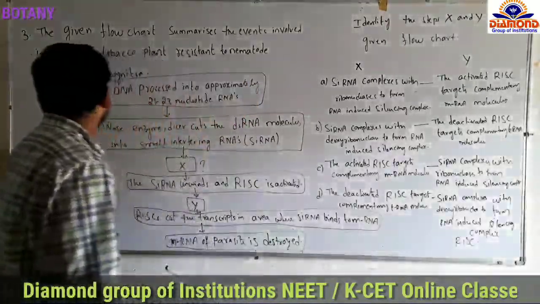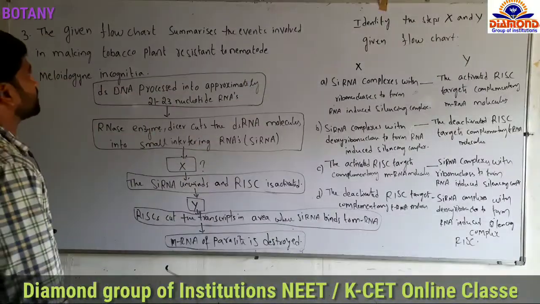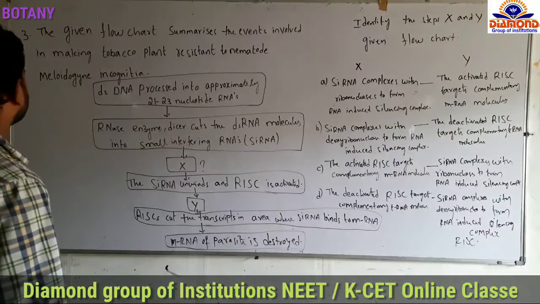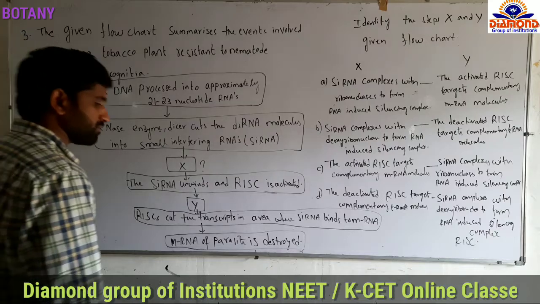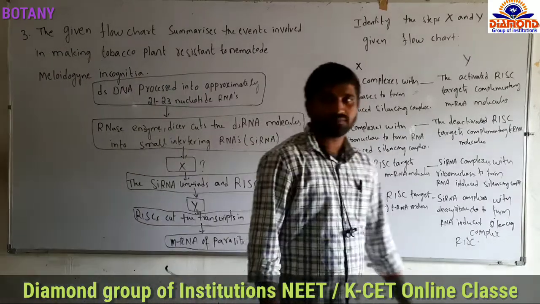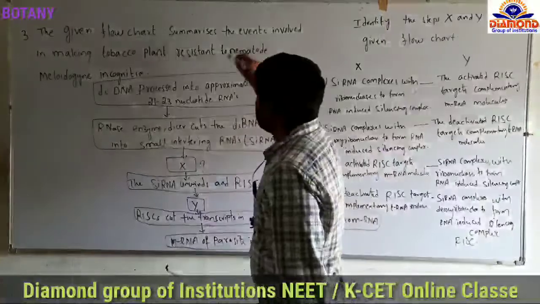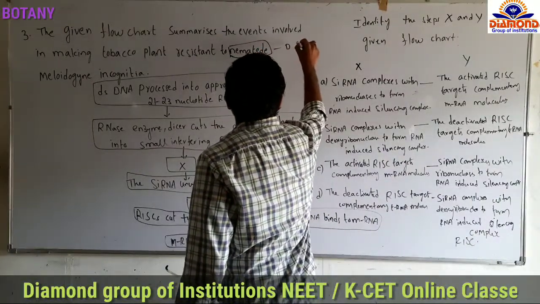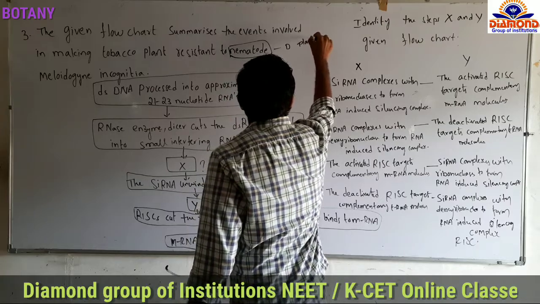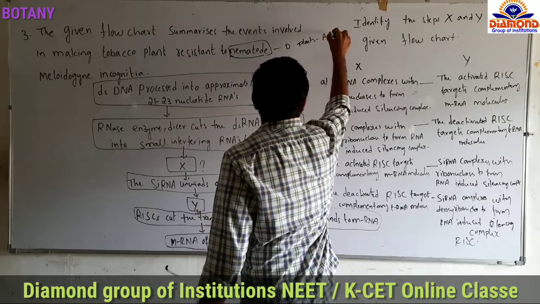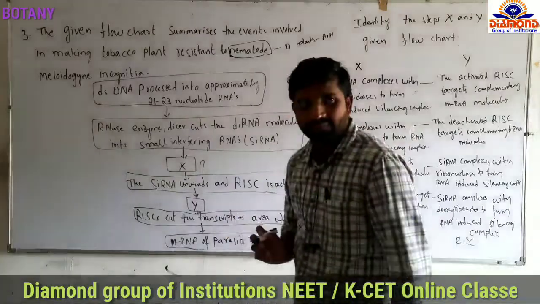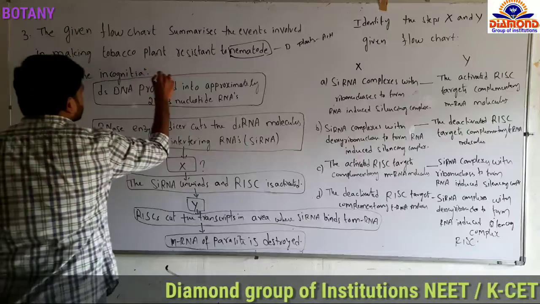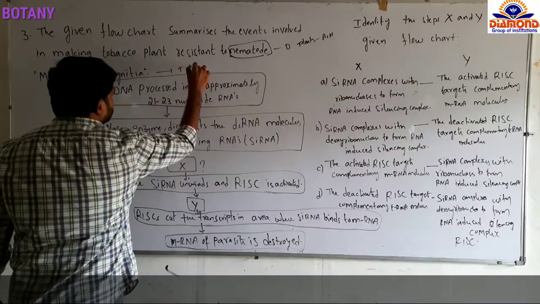The next question: the given flowchart summarizes the events involved in making a tobacco plant resistant to the nematode Meloidogyne incognita. The question is from the RNA interference concept. Many different types of nematodes cause diseases in plants, animals and human beings. One nematode, Meloidogyne incognita, can cause disease in a tobacco plant.